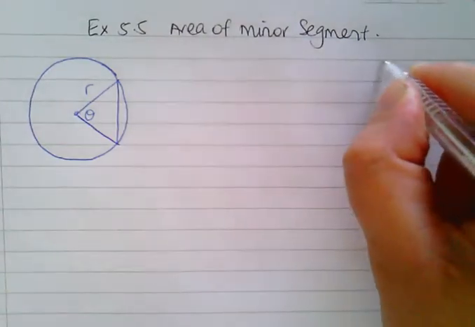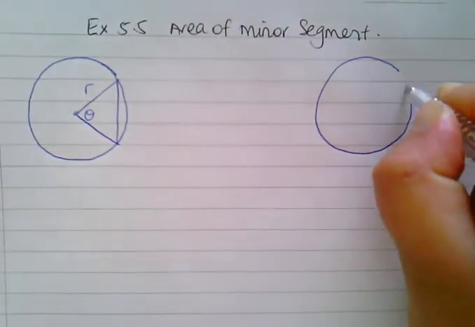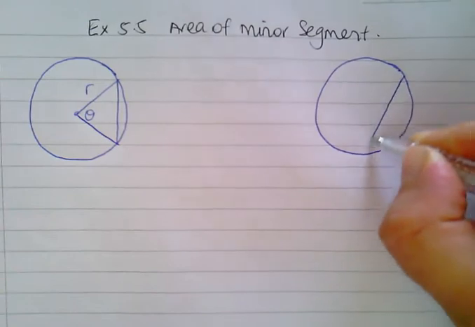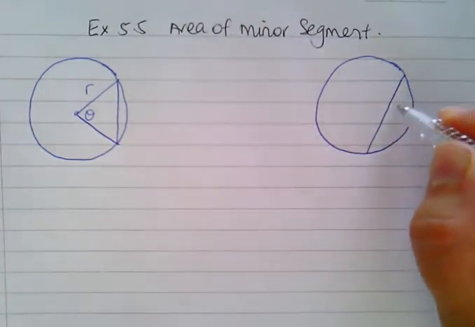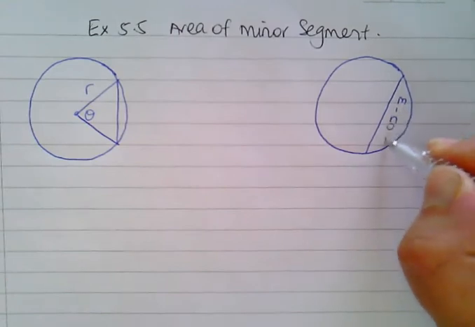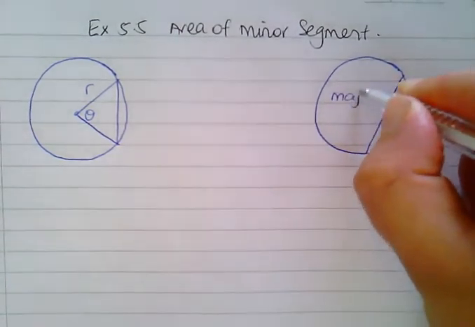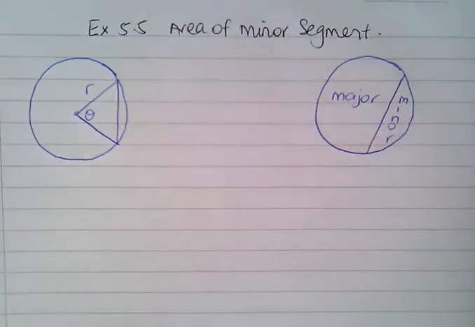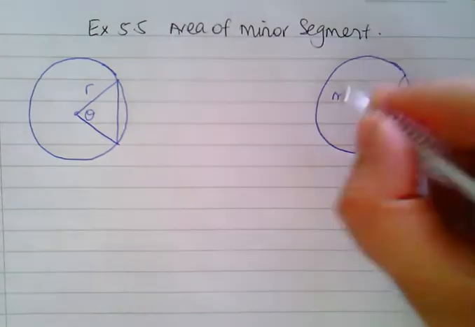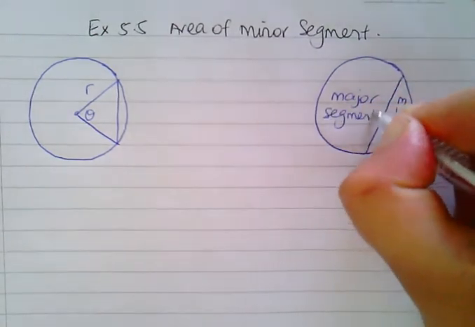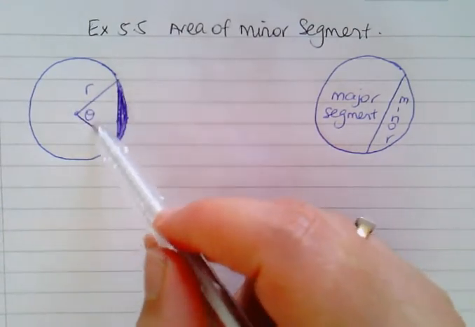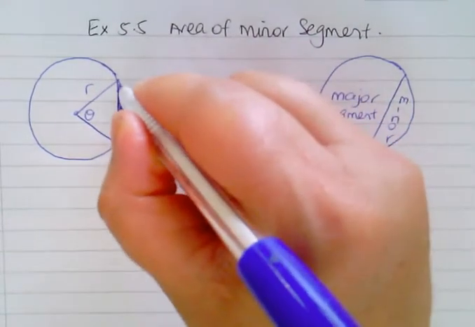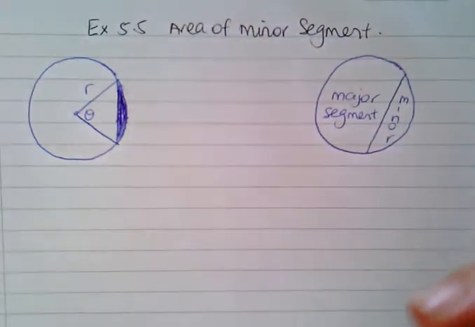Okay, now this next exercise, exercise 5.5, is how to find the area of a minor segment. Now, in this circle here, we've got two segments. This segment here is the minor segment, and it's called a minor segment if it takes up less than half of the circle, and this here would be called the major segment. So on this diagram here, I've got a circle, radius r, angle subtended at the center is theta. I've shaded my minor segment there.